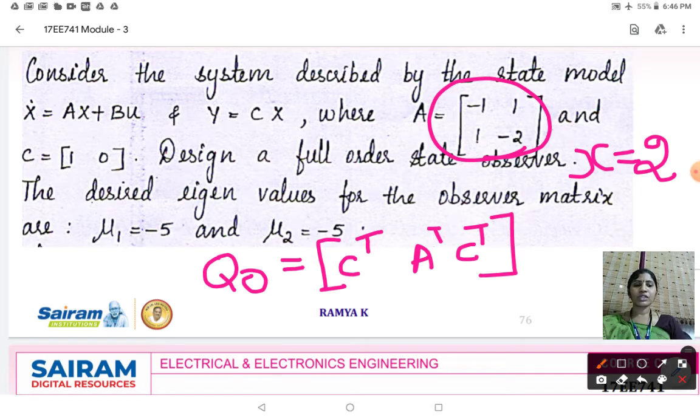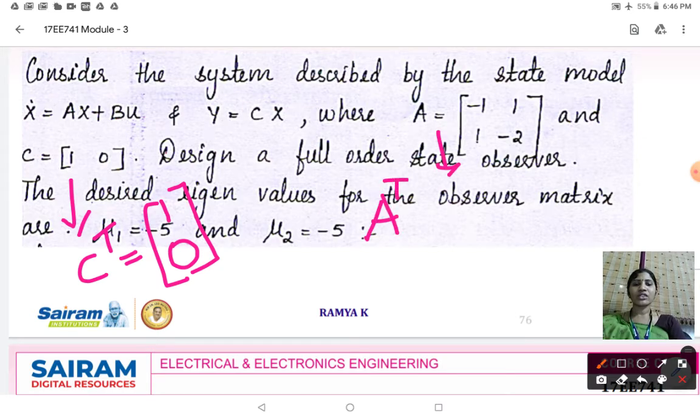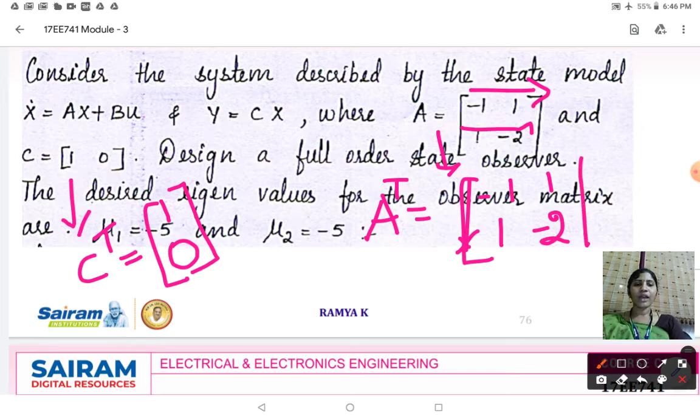C transpose can be identified as follows: whatever you have written row wise, it has to be written column wise. So I get my C transpose like this. Then A transpose is equal to [minus 1, 1; 1, minus 2]. Whatever is available in the row, I need to write column wise. So 1 and minus 2 I have written in the second column. Like this we need to identify the A transpose and C transpose.